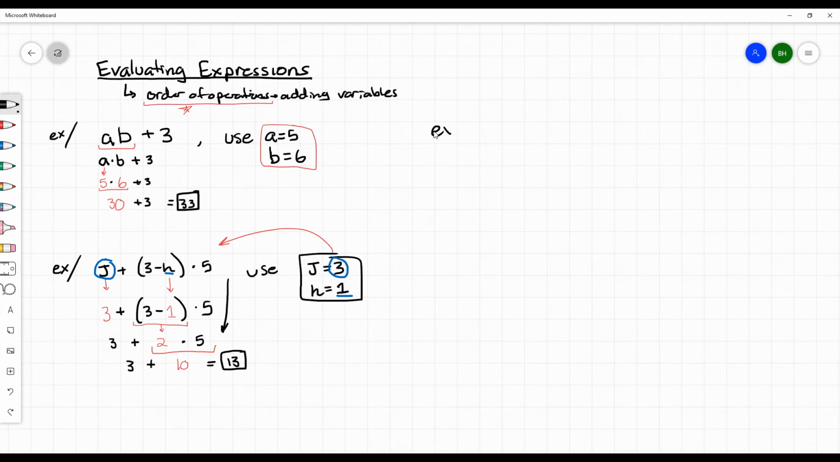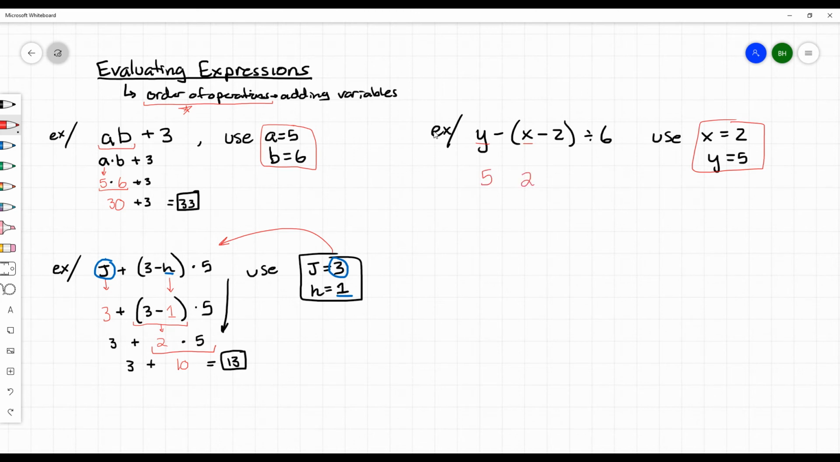Another problem, another example. This time, I'm going to take y minus x plus 2 divided by 6. Oops. I'm going to change that to y minus the quantity x minus 2, divided by 6. Okay. And I want us to use x equals 2, y equals 5. The first thing I'm going to do is look at this y, look at this x, and plug in the numeric values that represent each of those variables. So I'm going to get 5 over there and then 2 over here.